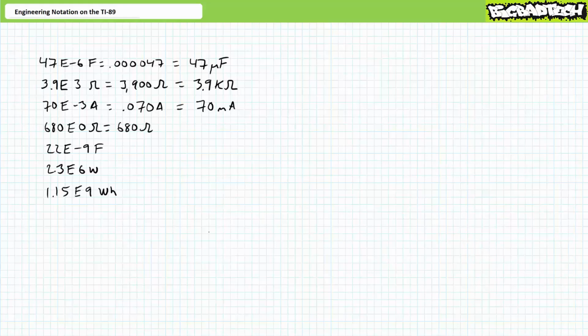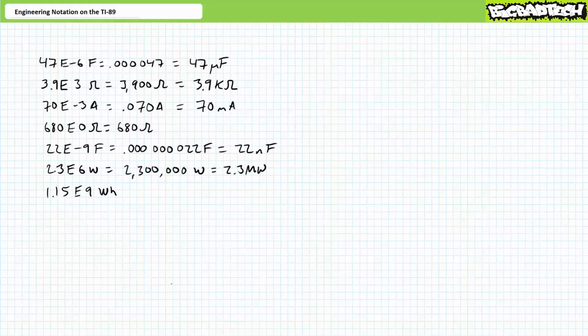680E0 means take 680 and multiply it by 10 raised to the 0, where 10 raised to the 0 is 1. Anything raised to the 0 power is 1. 680 times 1 is 680 ohms. Given we're already at the base unit of ohms, the engineering prefix is unnecessary, and this would most naturally be written as 680 ohms. Our next entry, 22E negative 9, means take the coefficient 22 times 10 to the negative ninth. In the base unit of farads, this represents a quantity of 0.000000022 farads, more appropriately expressed in engineering format as 22 nanofarads.